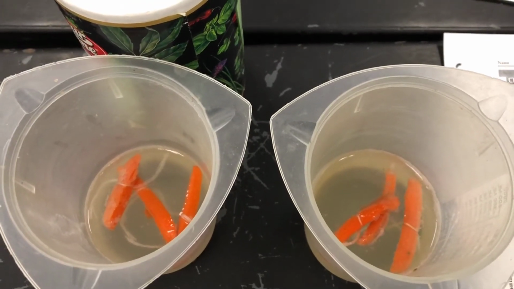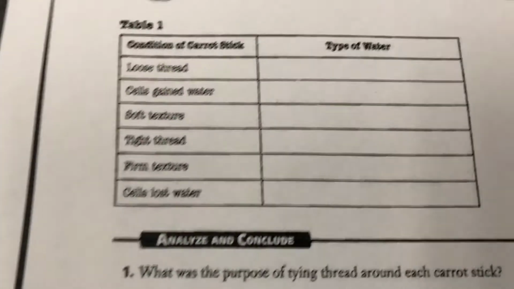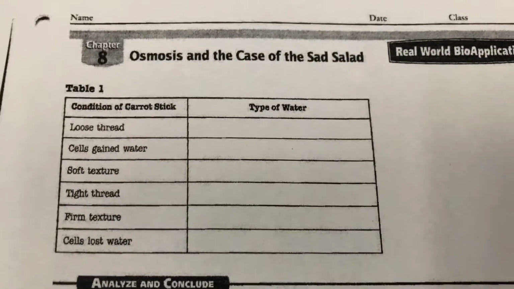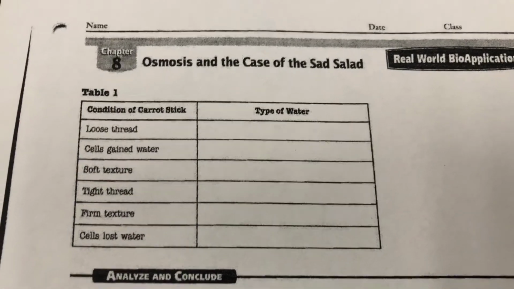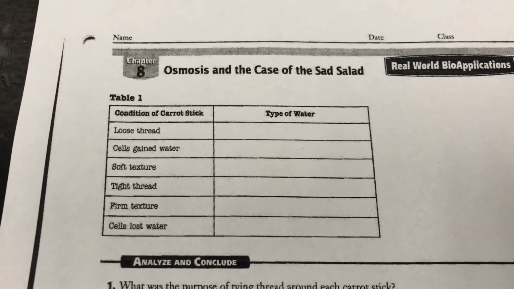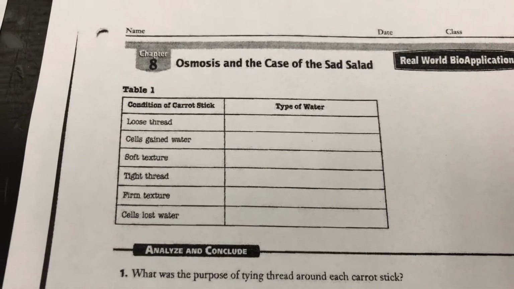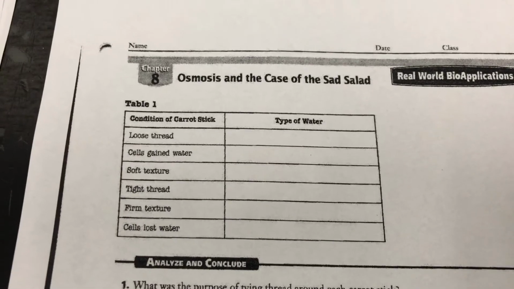I'm gonna take them out one at a time and show them to you, and then we're gonna use that information to complete this data table to help us figure out what happened in each of these cases. We're gonna look at the thread to see if it's loose or tight. We're gonna look at the carrot itself to see if it's soft or firm, and we're gonna record that in this data table.